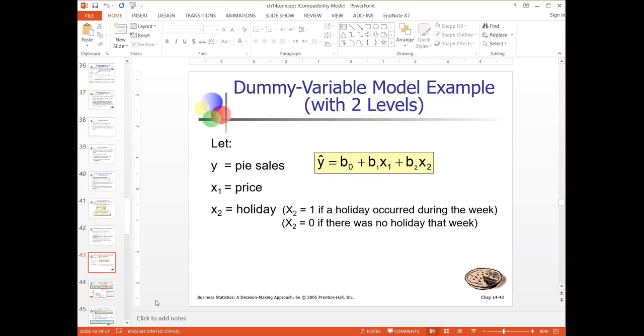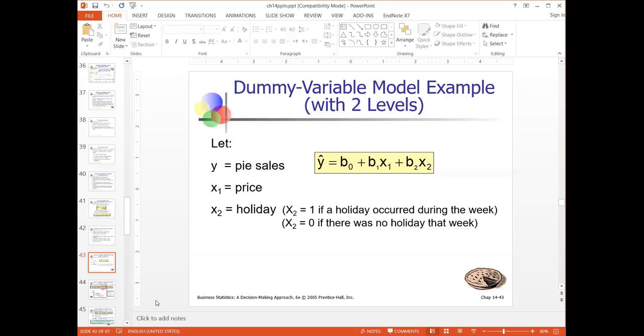So, the dummy variable model. Let's suppose we have a regression line where y is the sale of a pie, x1 is the price of that item, and x2 is whether the day is a holiday or not. It's a quality of a day, whether it is a weekday or a holiday. If it's weekly data, then whether that week has a public holiday or not. So x2 is a qualitative variable which is coded into numbers. Here 1 means that week has a holiday, and 0 means that week does not have a holiday.